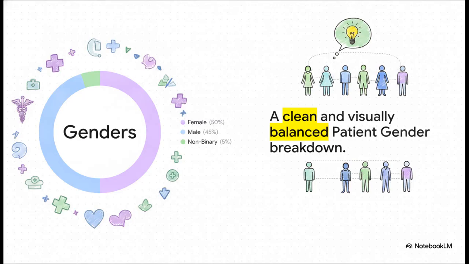Now, this brilliantly illustrates a perfect use case for a donut chart, a simple patient gender breakdown. We have a very small number of clear categories: female, male, and non-binary. It's clean, it's visually balanced, and boom, it is instantly understandable the very second the user glances at it.